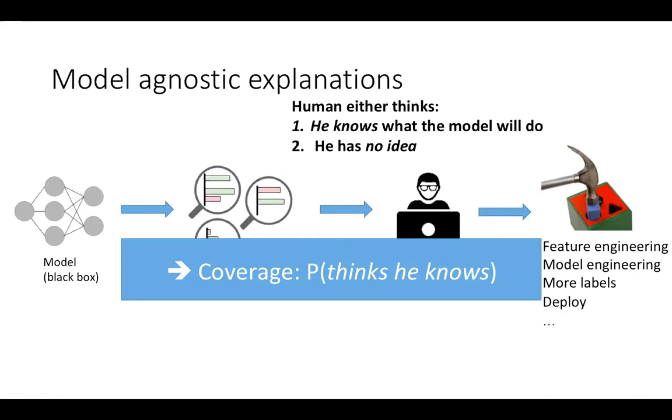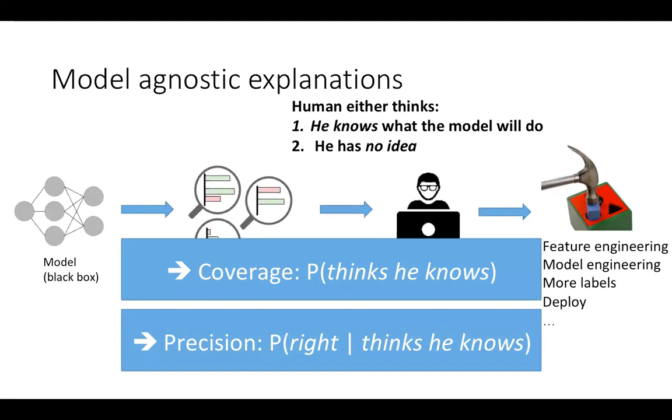Because what he is thinking might be utterly wrong. So what is more acceptable is this: the probability that what he thinks he knows is right. It's a conditional probability that what he thinks he knows is right. And this is what the authors term as precision. So rather than coverage, what is more important is precision. This is what the authors will pitch in the rest of the paper. Now, how to ensure high precision interpretations? As I said, this is much more important.